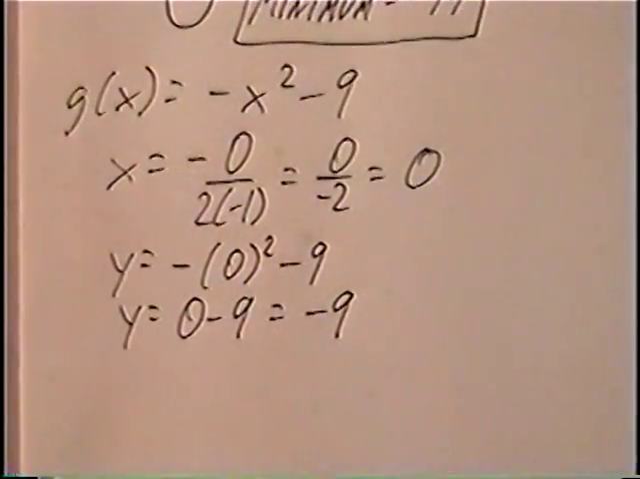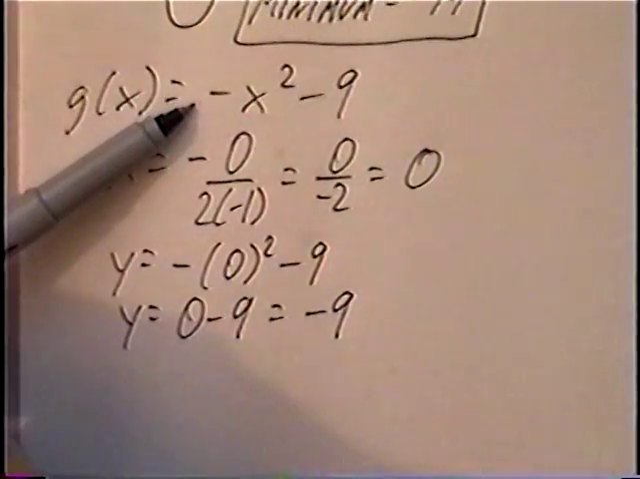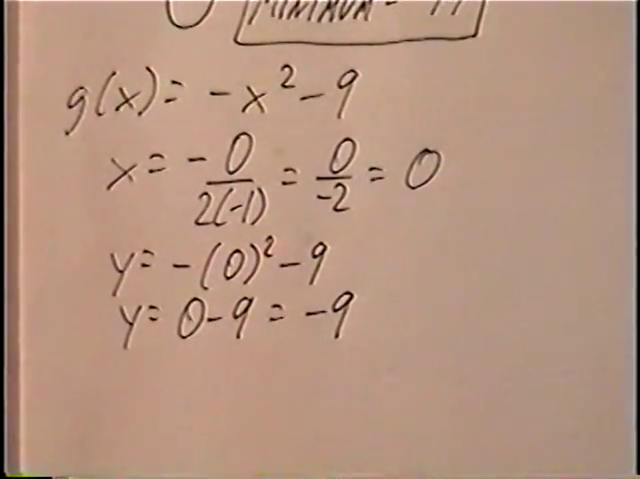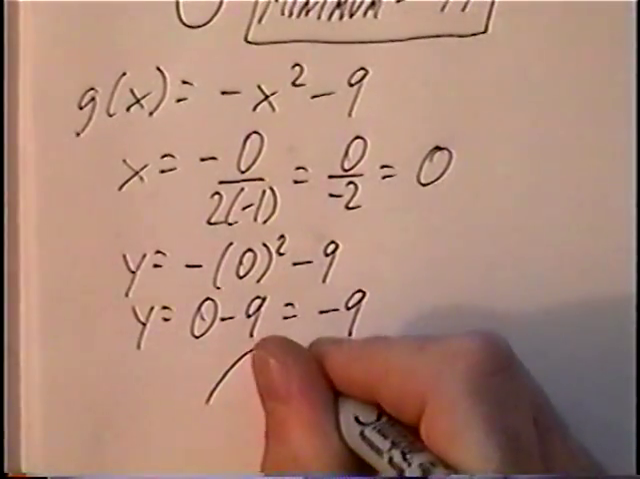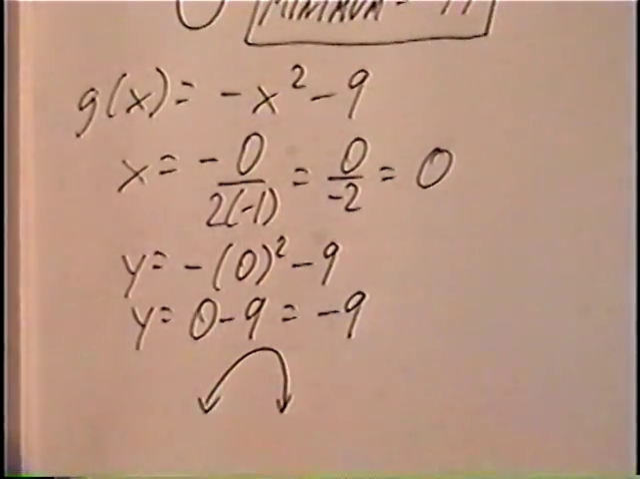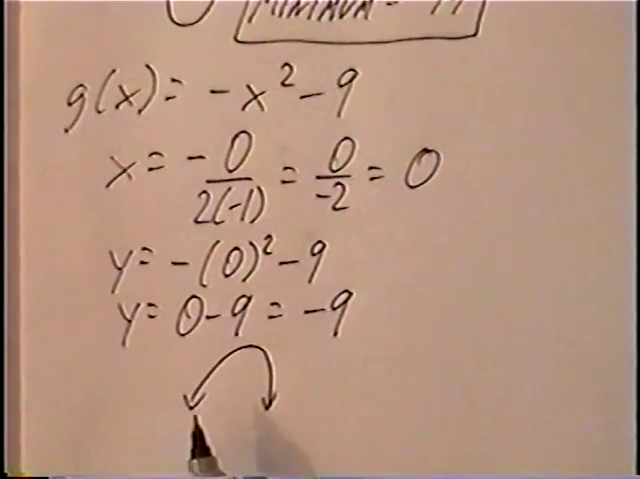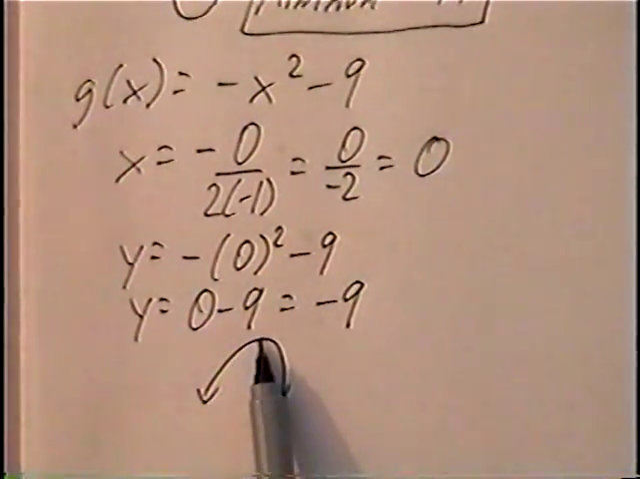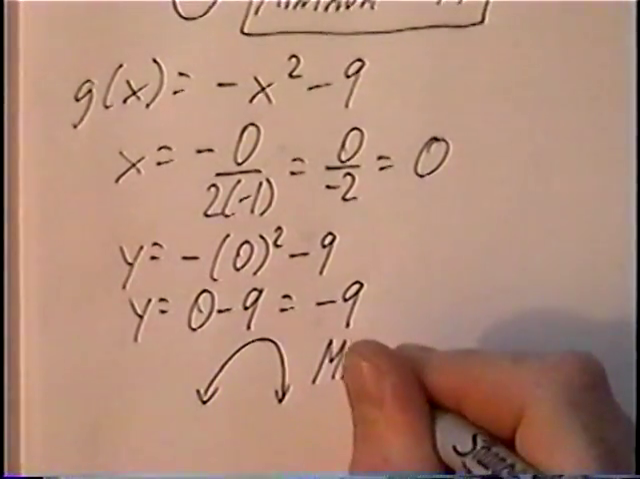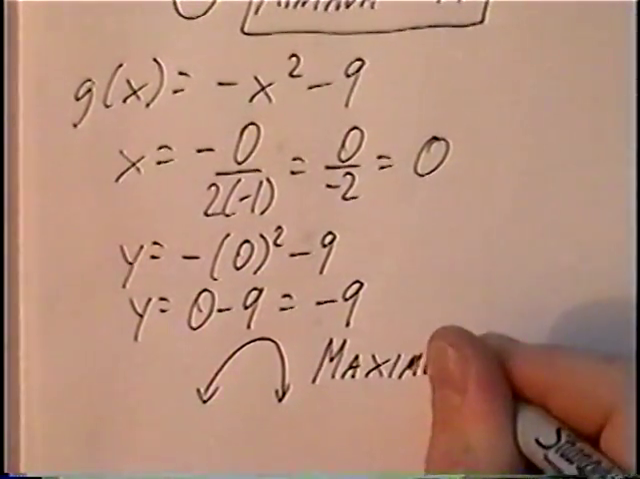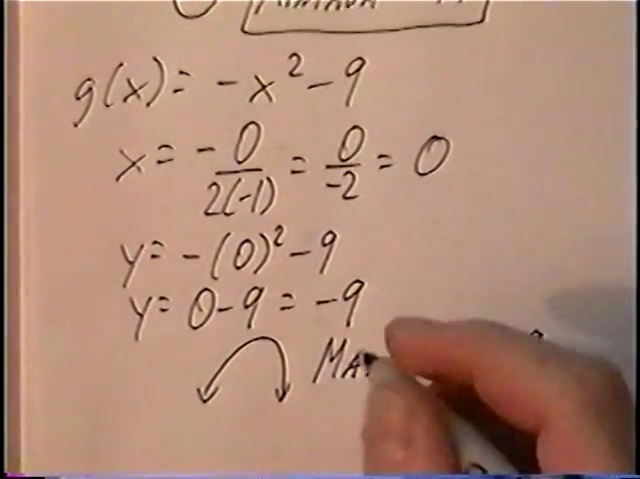To determine if it's a maximum or minimum, looking at the original equation, we had negative x squared. If you remember from previous sections, negative x squared, or a negative value of a, the parabola would open upside down, which means the parabola has a highest point on it. That highest point or maximum would be negative 9. So the answer to the question would be maximum equals negative 9.